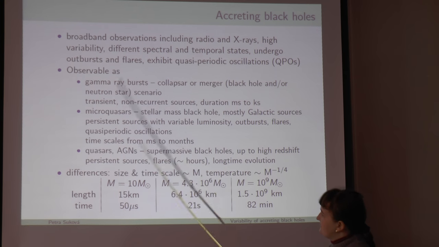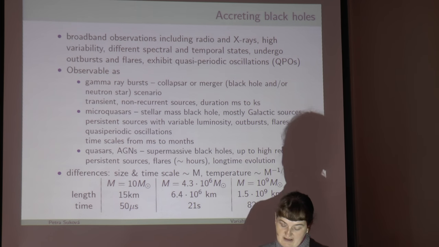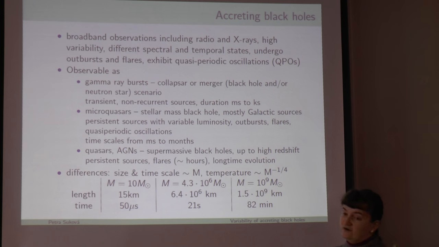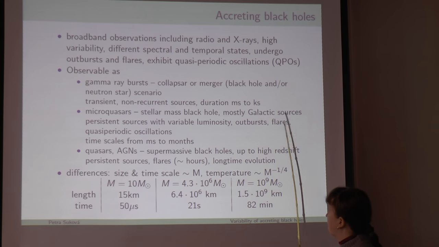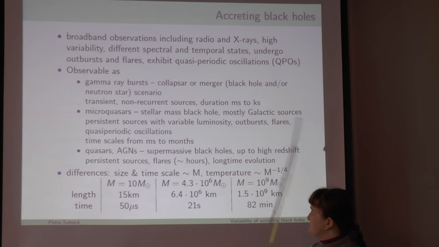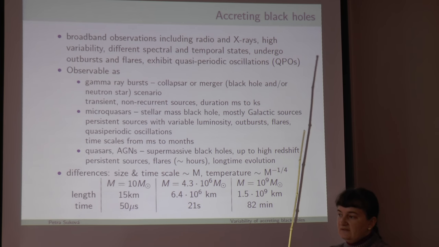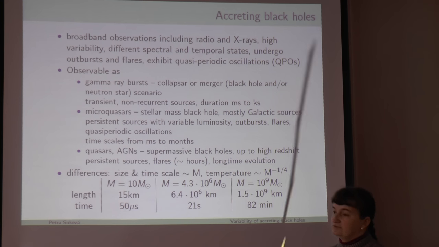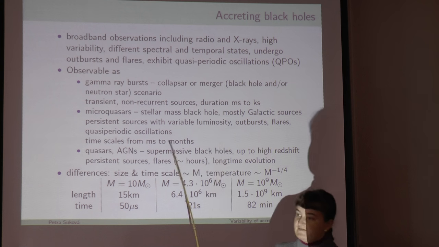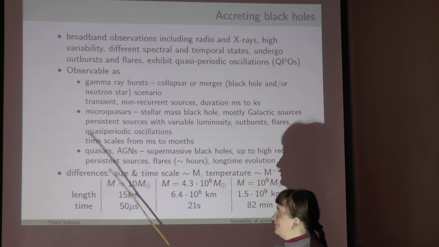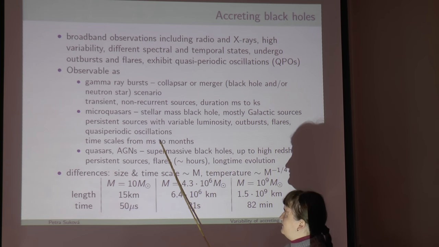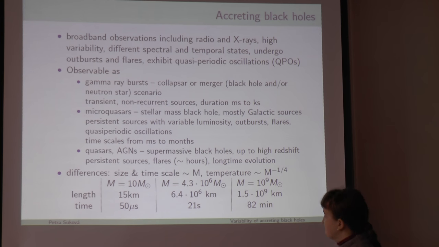I was more studying microquasars, quasars and AGNs. Microquasars are objects in which we have a stellar mass black hole, which resides in a binary with some ordinary star. Usually this binary is located in our galaxy. They are persistent sources, but their radiation varies, so they show outbursts, flares, or quasi-periodic oscillations. The time scale of this variability goes from milliseconds or maybe even microseconds up to months and years.